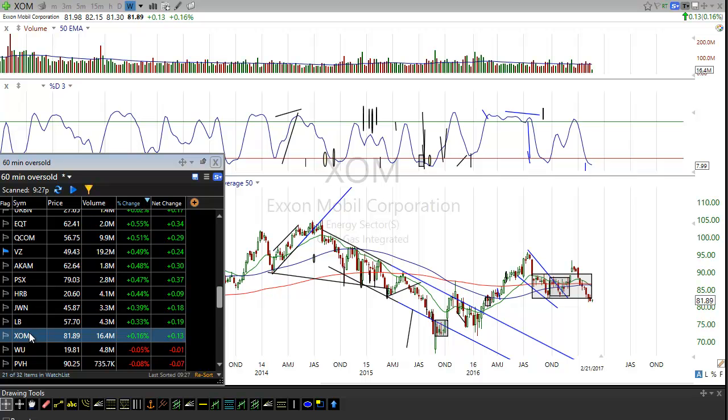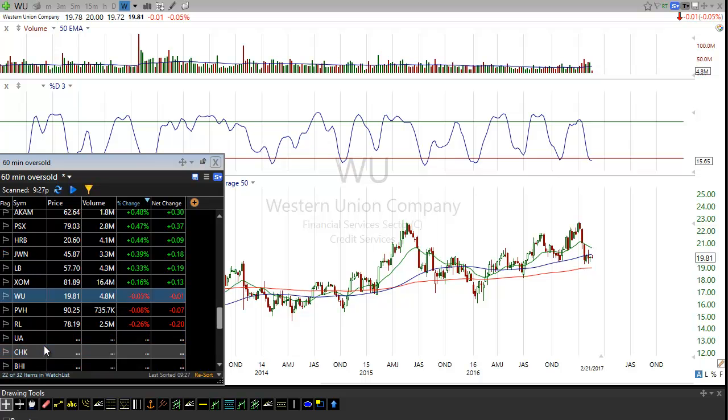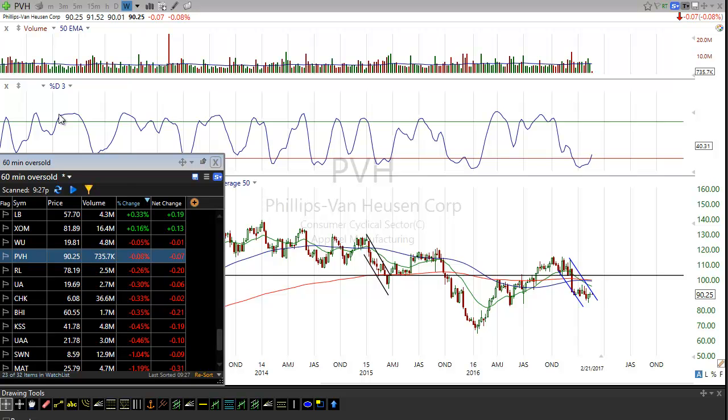Here we have ExxonMobil oversold, but again, not my favorite. Western Union, that's interesting. That's very interesting. But with PayPal these days, I just don't even feel comfortable there. PVH, I like that one. With the VFC, we crushed the VFC. PVH should be right behind it. This is a nice oversold level and a nice PVH. So I'm going to write that one down.